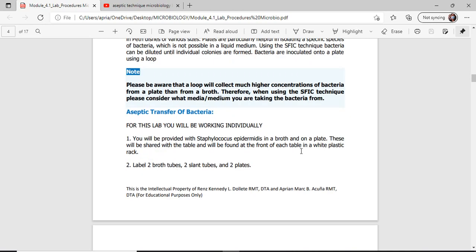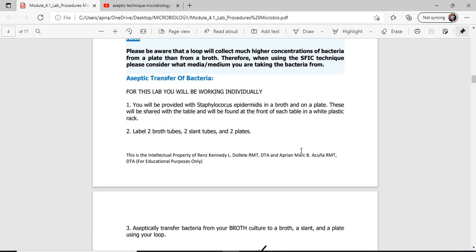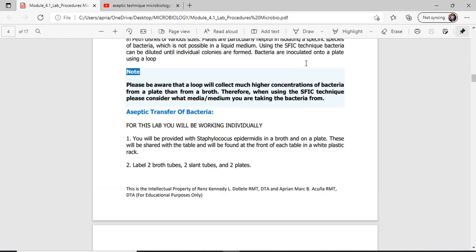Okay, then you have here, please be aware that the loop will collect a much higher concentration of bacteria from a plate than from a broth. Okay, sa aton nga broth, you will have the water mismo, ang iyang broth, then partially lang na ang mga bacteria. Pero with the use of a plate, okay, ang kwaon mo niya sa plate is the colony na gid mismo. Okay, ang tubo na gid sang imo nga bacteria. Therefore, you have a higher concentration of your bacteria compared with your broth.